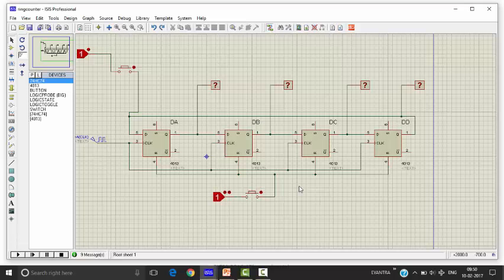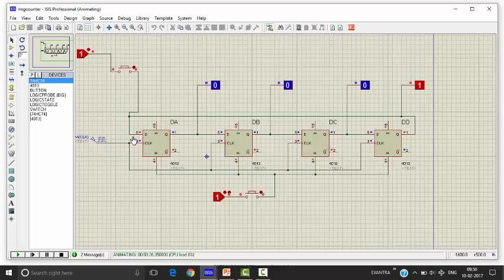Okay, I will run it now. It is not initialized, so we have to initialize the ring counter first. And here is the ring counter. The counter is moving: 1000, 0100. Now we see that the output of the last flip-flop is connected to the first one.